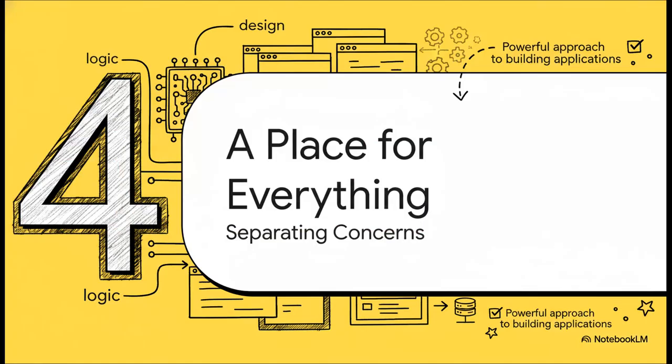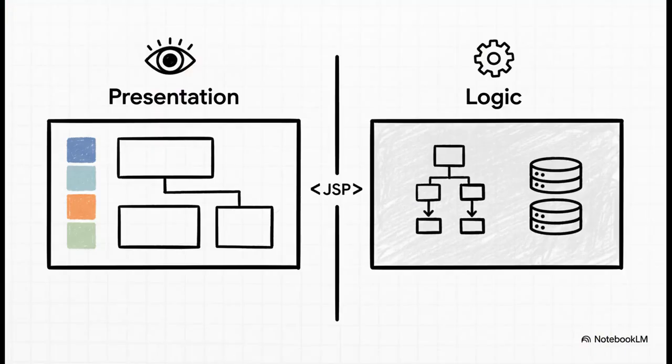Now, this ability to separate the design from the logic isn't just a convenience. It actually enables a very powerful and professional way to build applications. The crucial idea here is what programmers call separation of concerns. JSP is an amazing tool for this. It helps us keep the what it looks like, the presentation, completely separate from the what it does, the business logic. This was a revolutionary idea at the time, and it basically laid the groundwork for a lot of the modern web frameworks we use today.